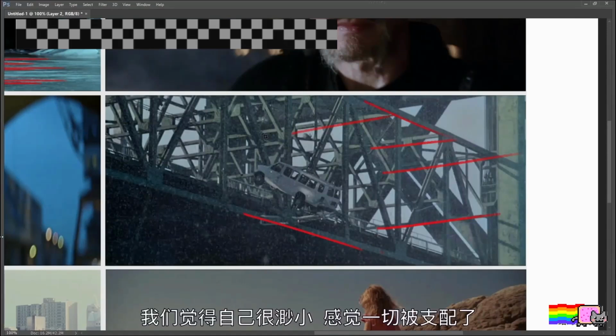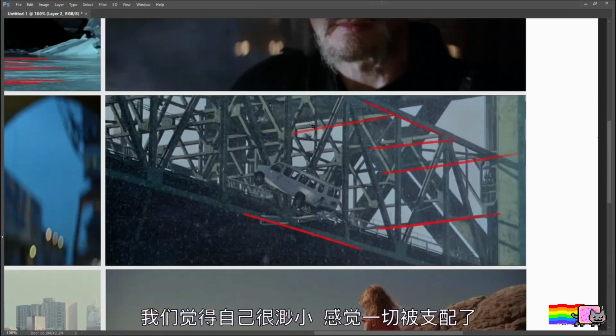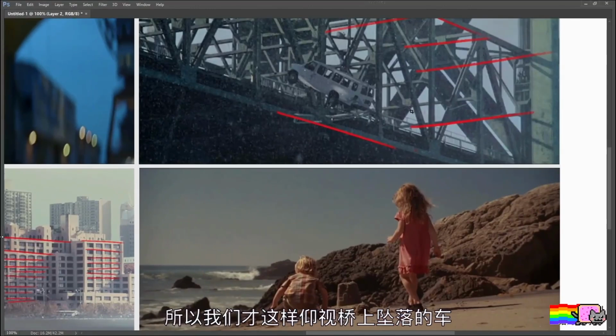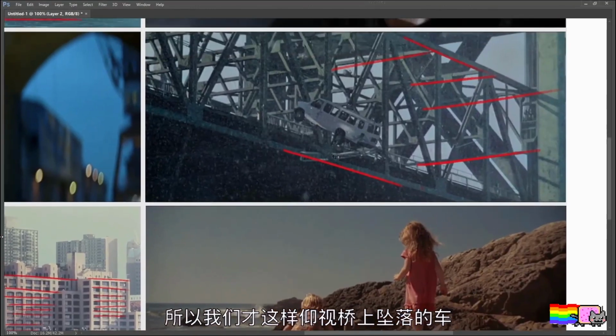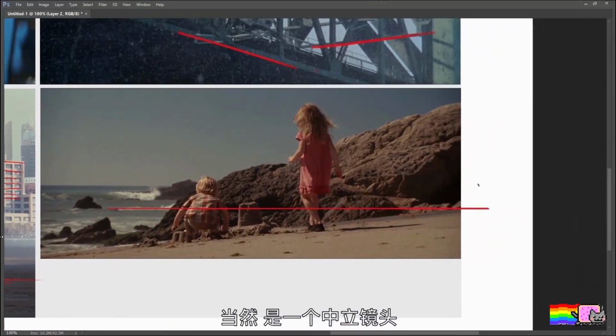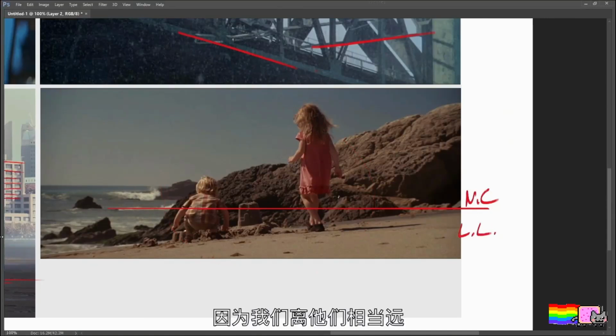We feel like we're basically being dominated by what is happening here. That's why we're tilting up, and we're seeing that event, that car falling off the bridge, from below. This is probably a ground level or knee level camera. Again, it's a neutral camera, and it is also a long lens because we are quite significantly far away from them.